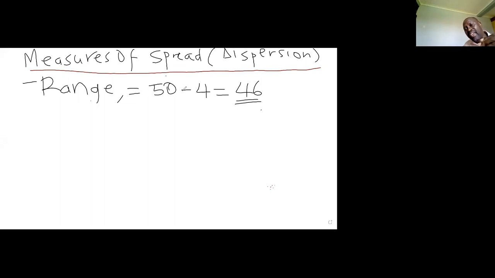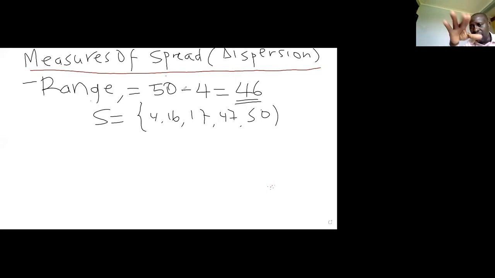So whenever they give you any set of data, like hers, she gave us the ages of the people at home, and somewhere she included a 50. So from this, we just pick the lowest and the highest. That's how we got the 46. So all of us can come up with a range for things like age and the rest.